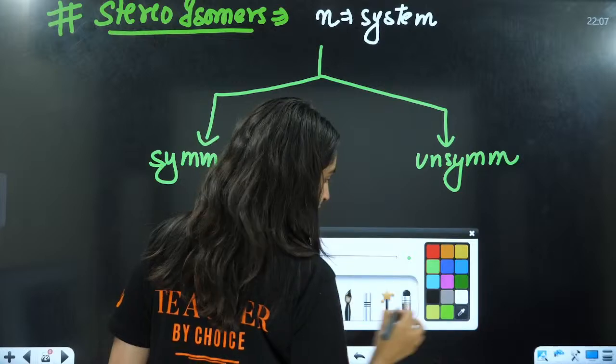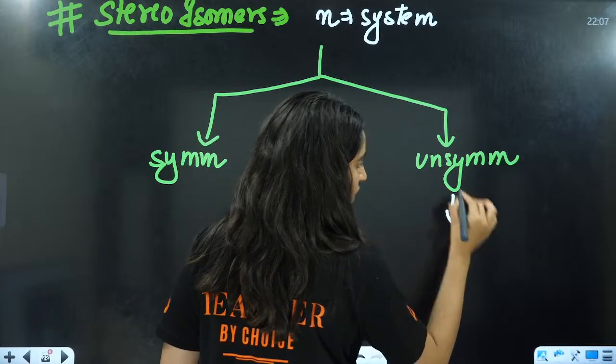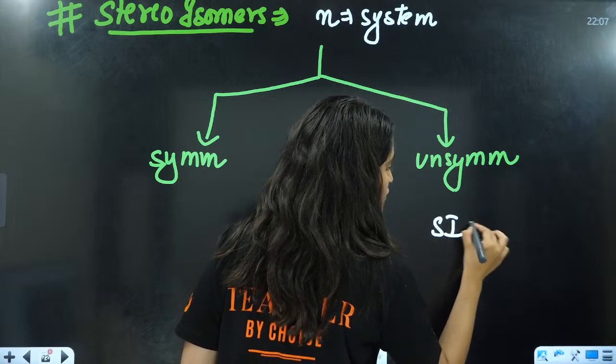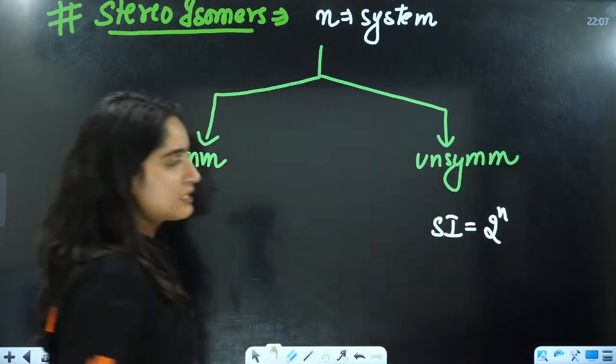For unsymmetrical, the number of stereoisomers is going to be 2 raised to power n. The formula for stereoisomers is 2 raised to power n, right?